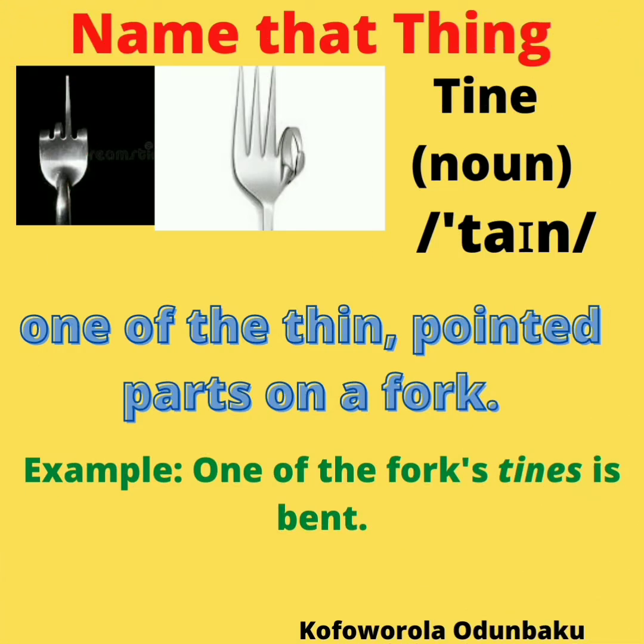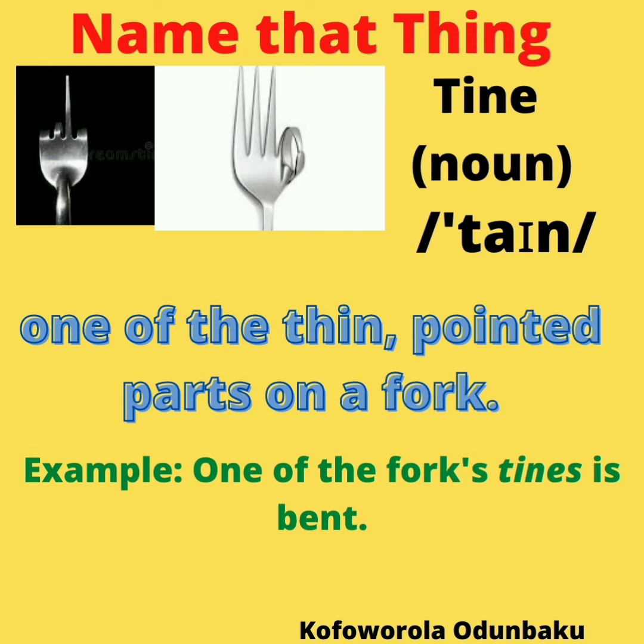All right, on this episode of Name That Thing, the first thing to be named is the tine. Tine is a count noun, so we can say tines. Usually, a fork has four tines. A fork has four tines. Tine is one of the thin pointed parts on a fork. The thin pointed part on a comb is also called tine.